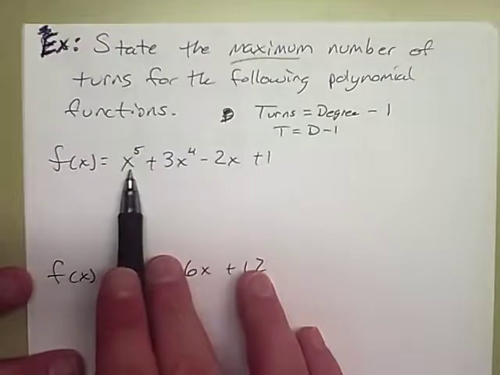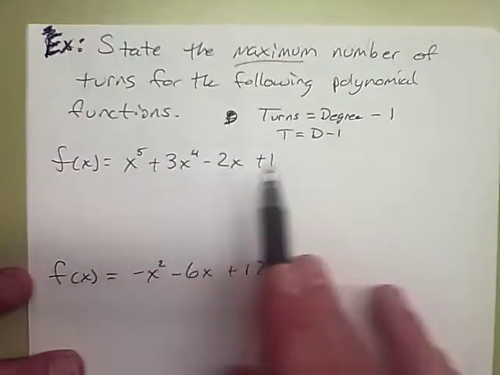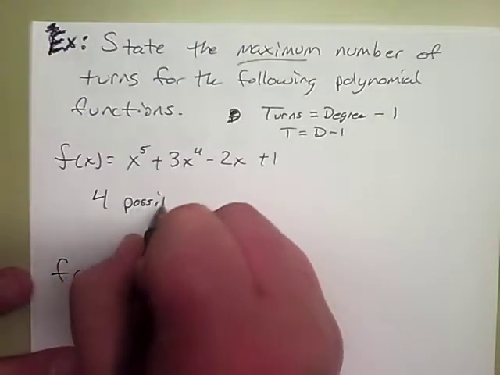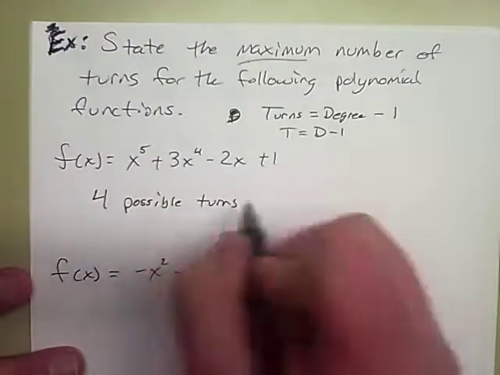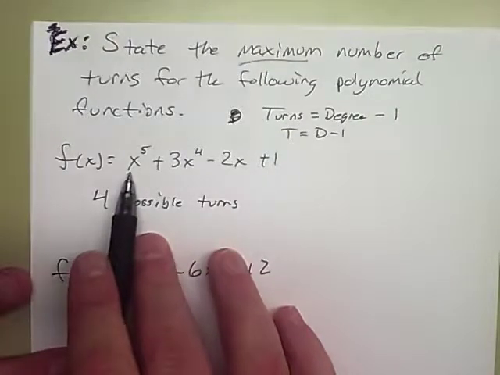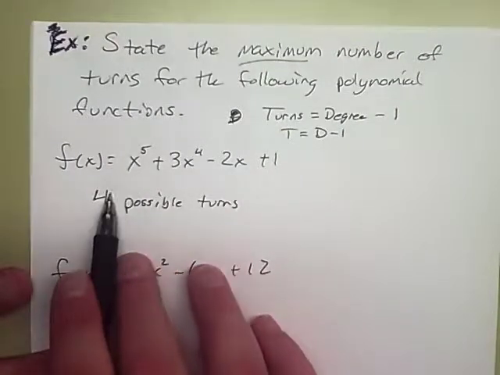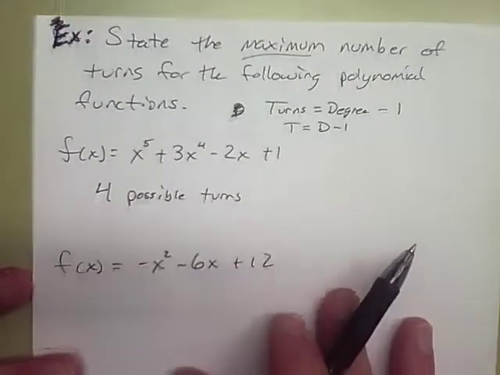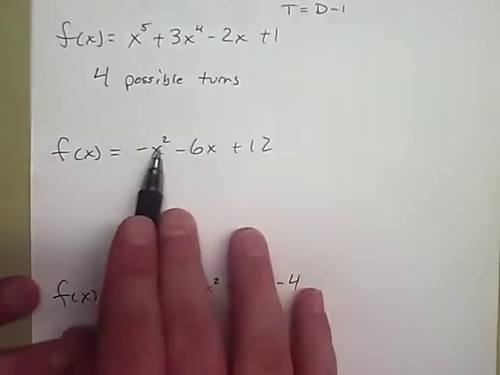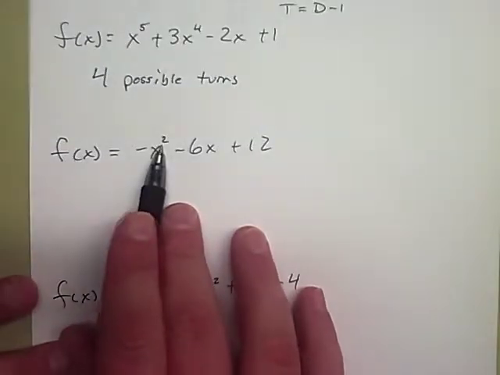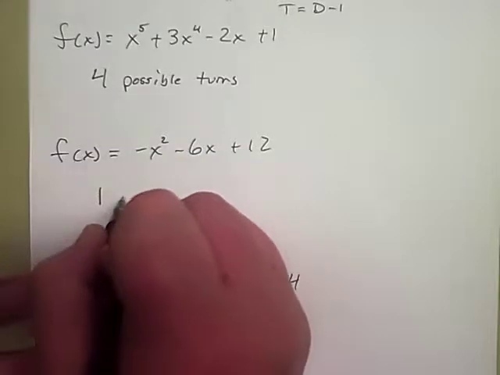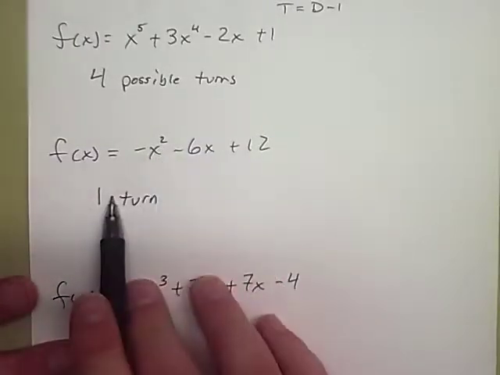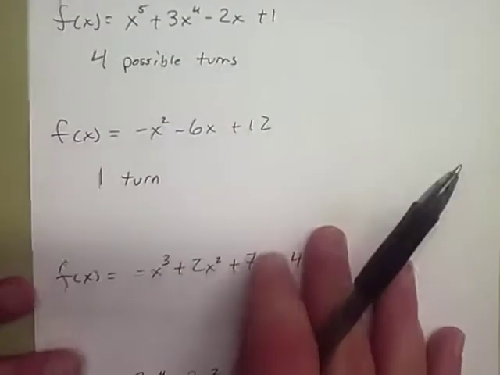Well, the degree here is 5, and 5 minus 1 is 4, so 4 possible turns. Now, if we graph this on a calculator or on Desmos, it could have less than 4 turns, but it's going to have a maximum of 4 possible turns. Here we have a degree of 2. 2 minus 1 is 1, so 1 turn. Since it's a degree of 2, it will always have exactly 1 turn. This one's a little special.